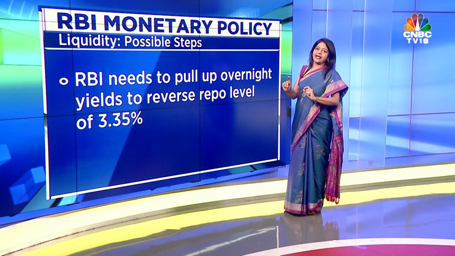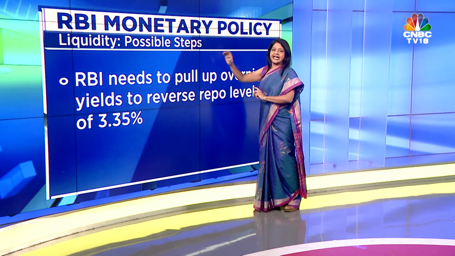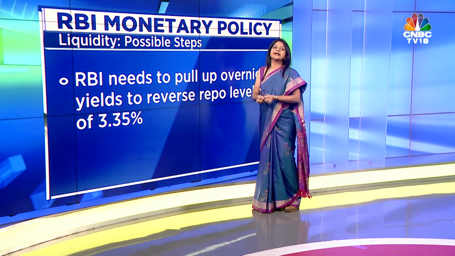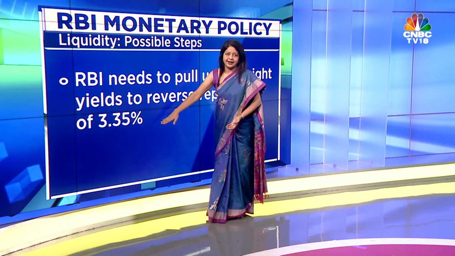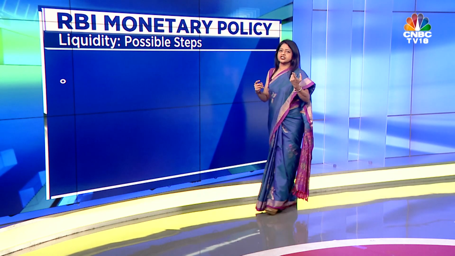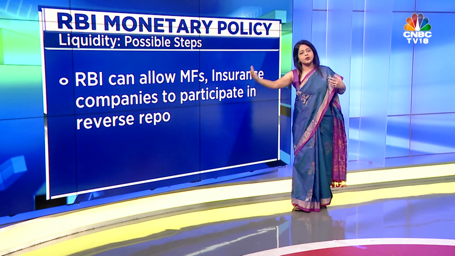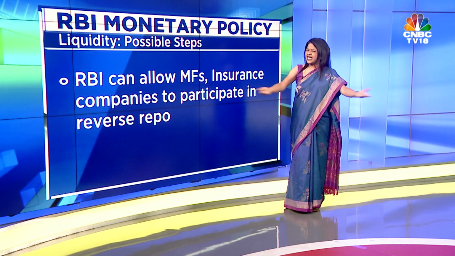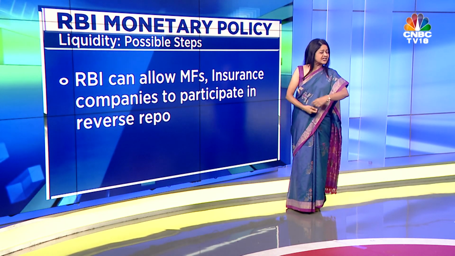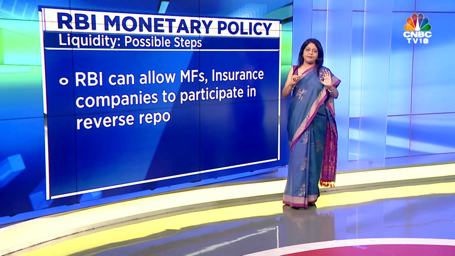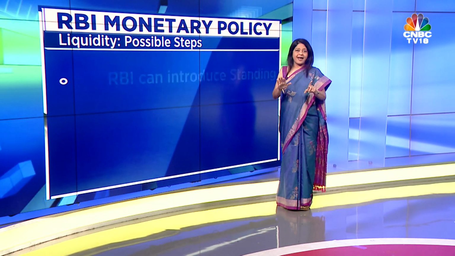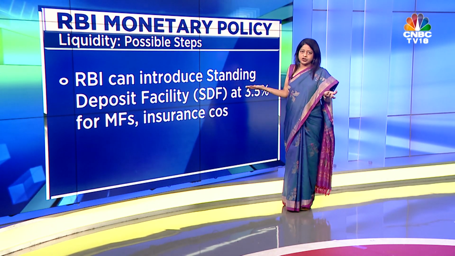So what does RBI have to do? RBI's problem is that it has to pull up the short-term yield to at least the reverse repo level. How do they do that? One way is to allow the mutual funds and insurance companies also, if they have excess cash lying around, instead of giving it to the wrong people at the wrong rate, to give it to RBI at 3.35. At the moment, only banks can do it. So they can throw the door open.